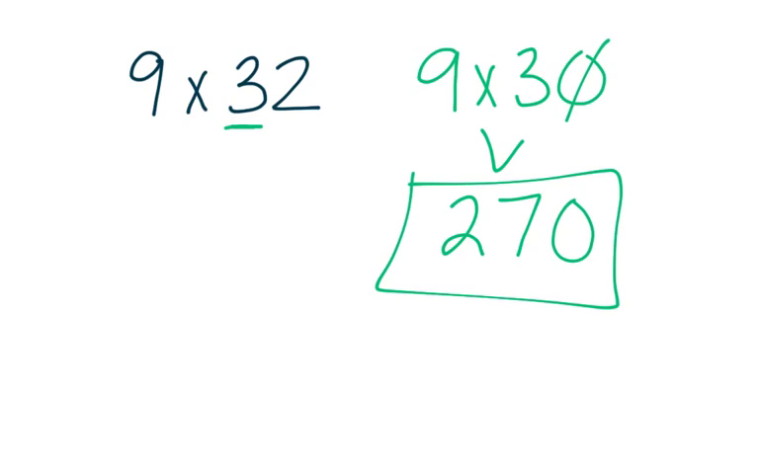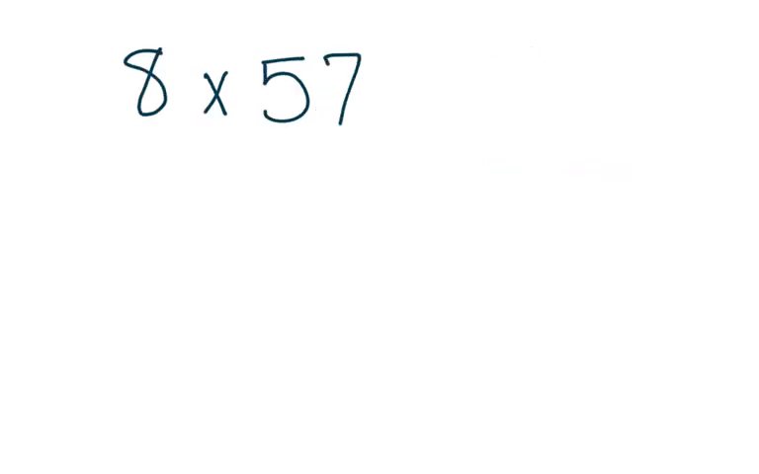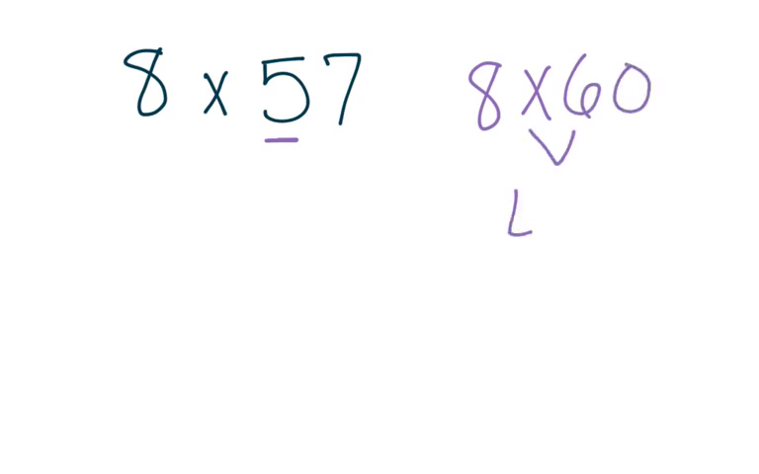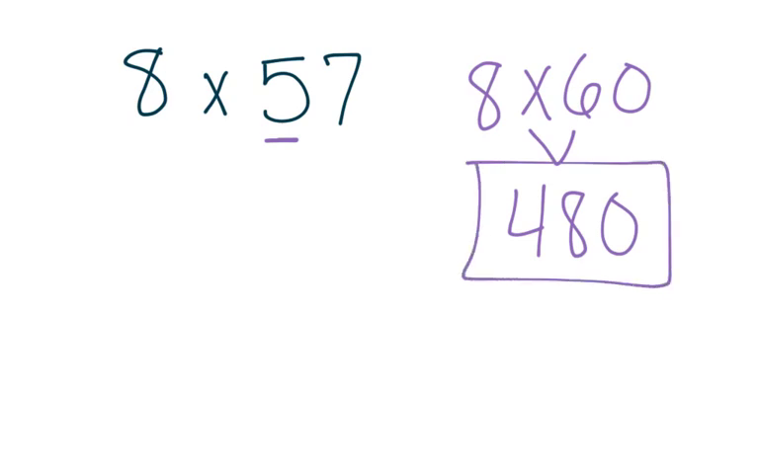Go ahead and give this next problem a try. We have 8 times 57. What would the estimated product be? I would round this number. I would round my 5, which is in my tens place. This would round to 8 times 60, and 8 times 7 is 48, and I add that 0. So my estimate for this problem would be 480. That would be my estimate.